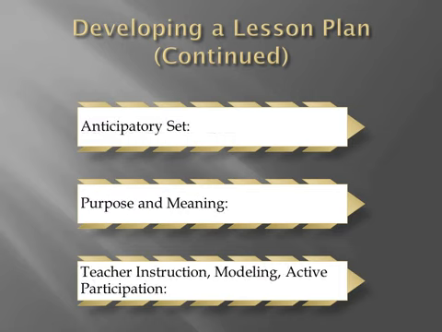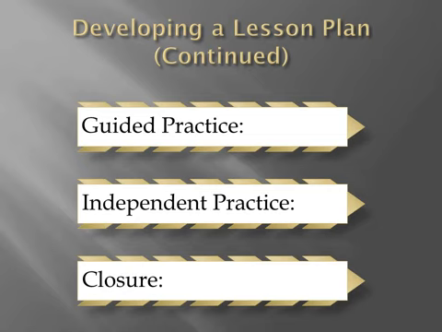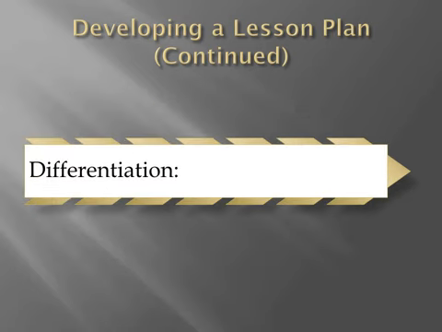Then you'll move into the parts that Hunter is most famous for: the anticipatory set, the meaning and purpose section, and then a part of the lesson that includes 3 components: the teacher instruction, modeling, and active participation. Next, you'll include the guided practice, independent practice, and closure. The final portion of your lesson will be differentiation.